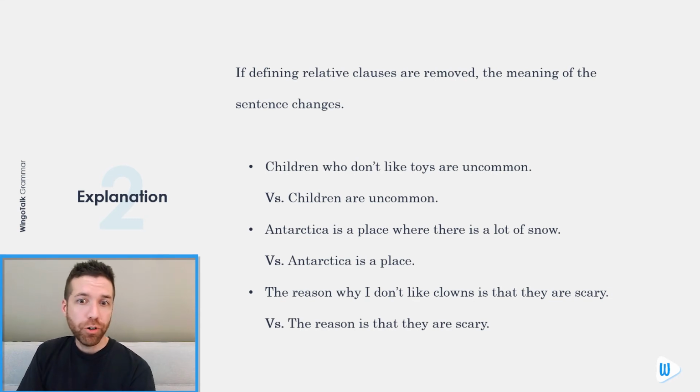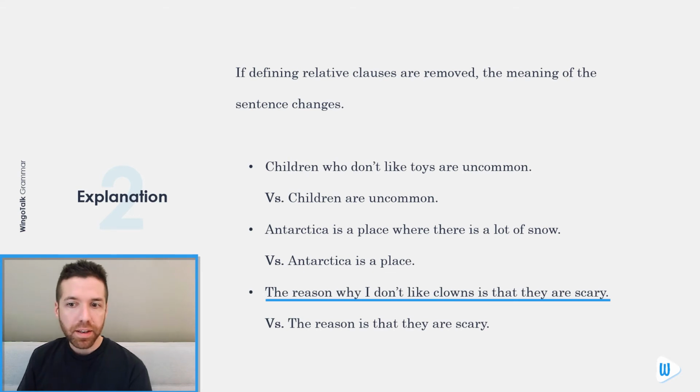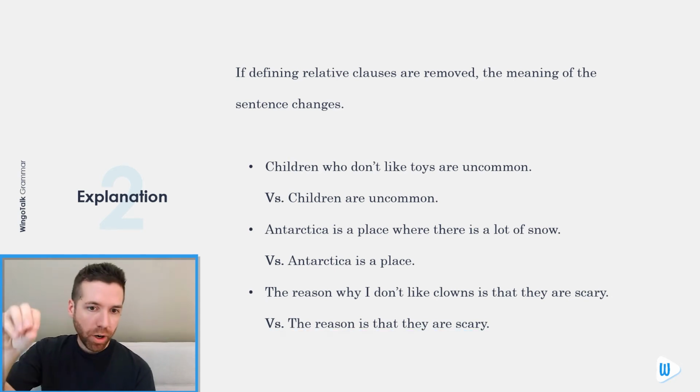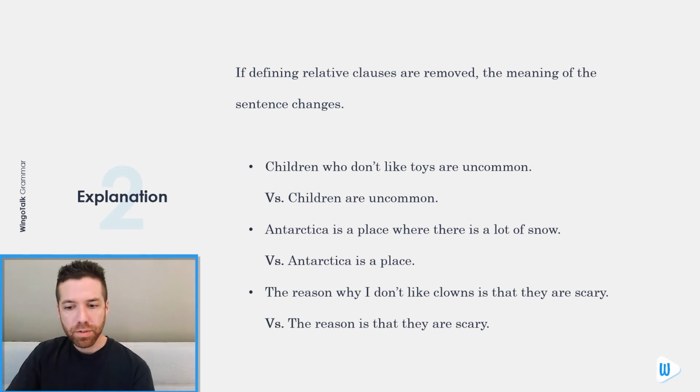The only place where children are not common would be maybe a college campus, like university, or maybe like the next sentence, Antarctica. Antarctica is a place where there is a lot of snow, versus Antarctica is a place. Next, the reason why I don't like clowns is that they are scary, versus the reason is that they are scary. So we can compare the two versions and the meanings when we take out the defining relative clause.